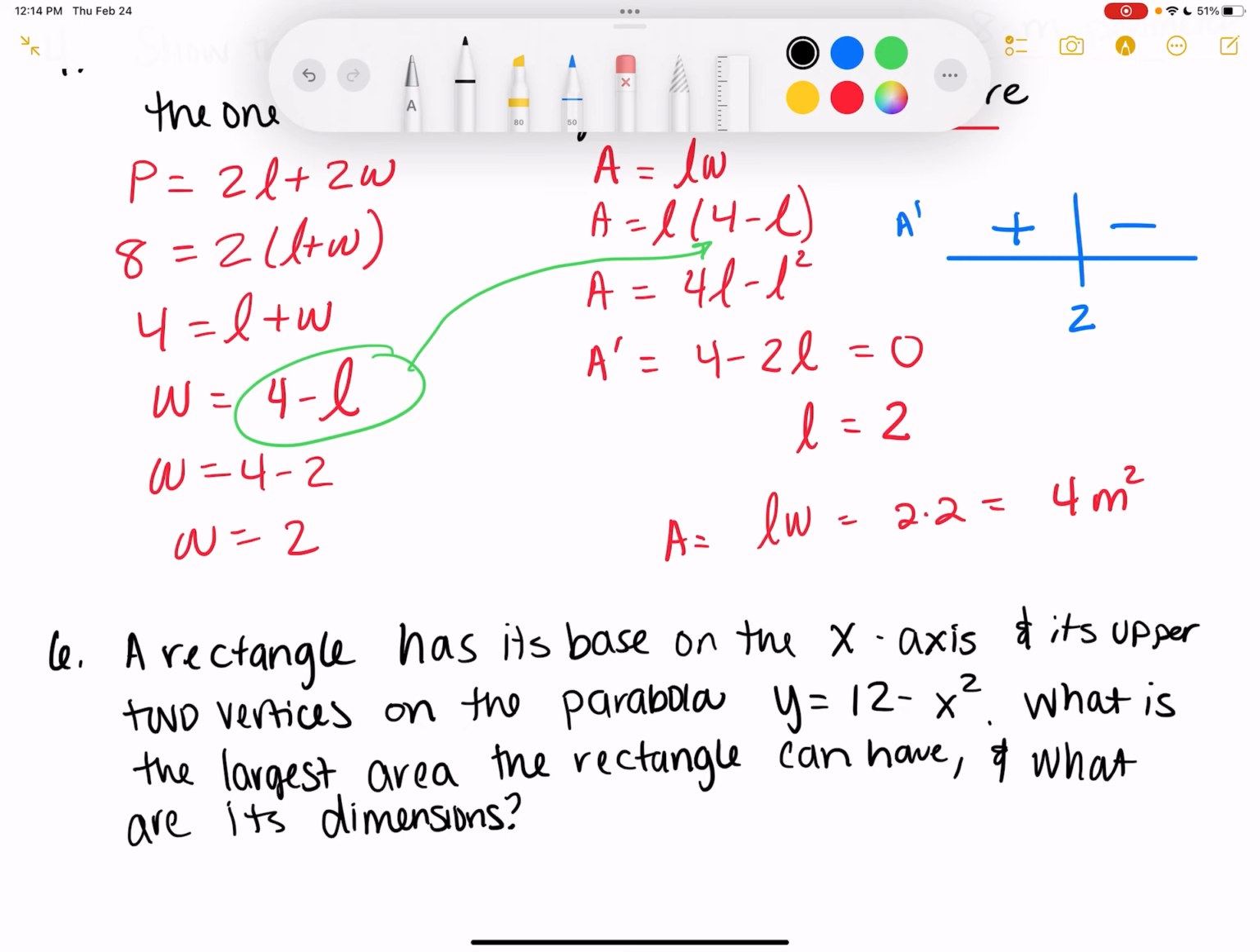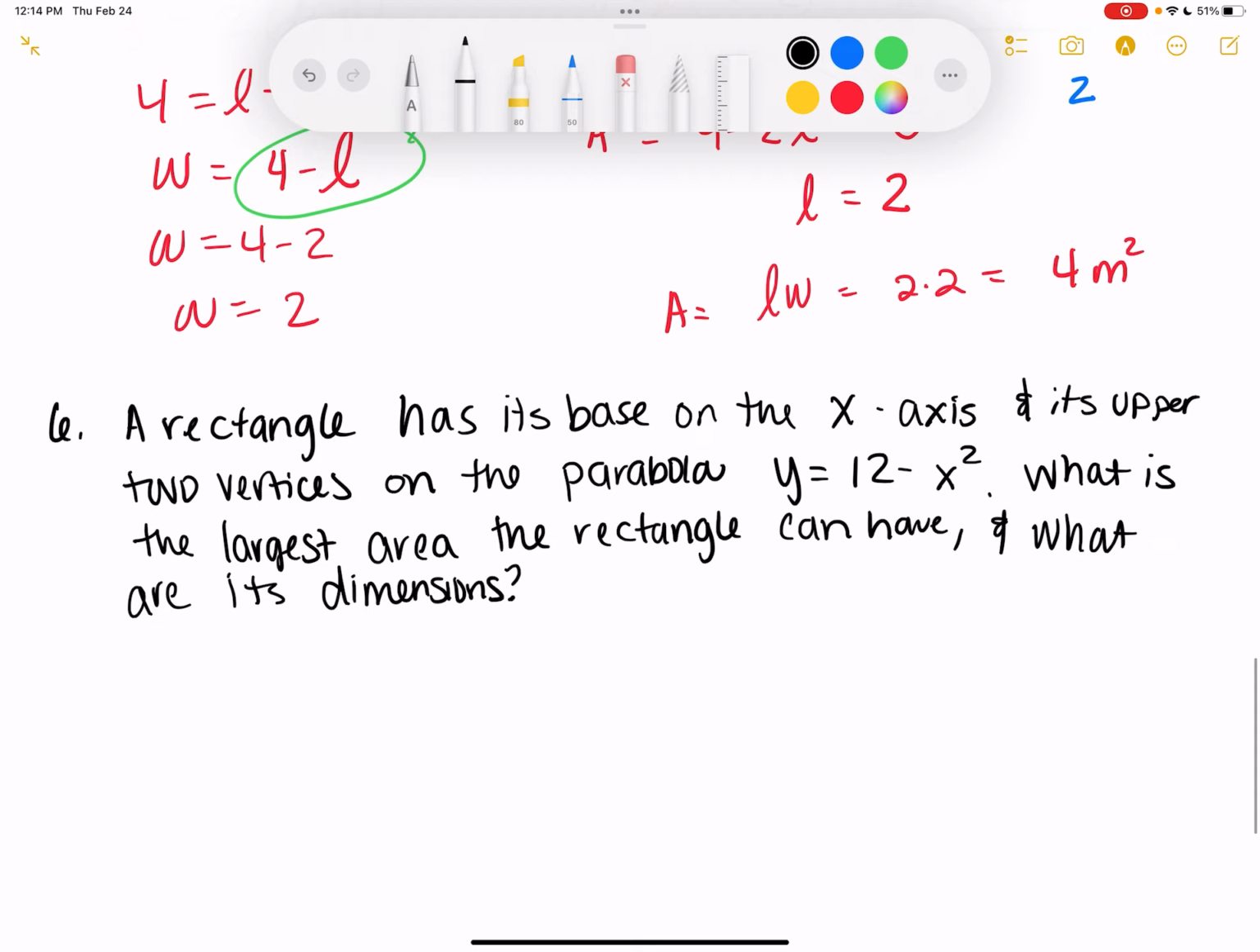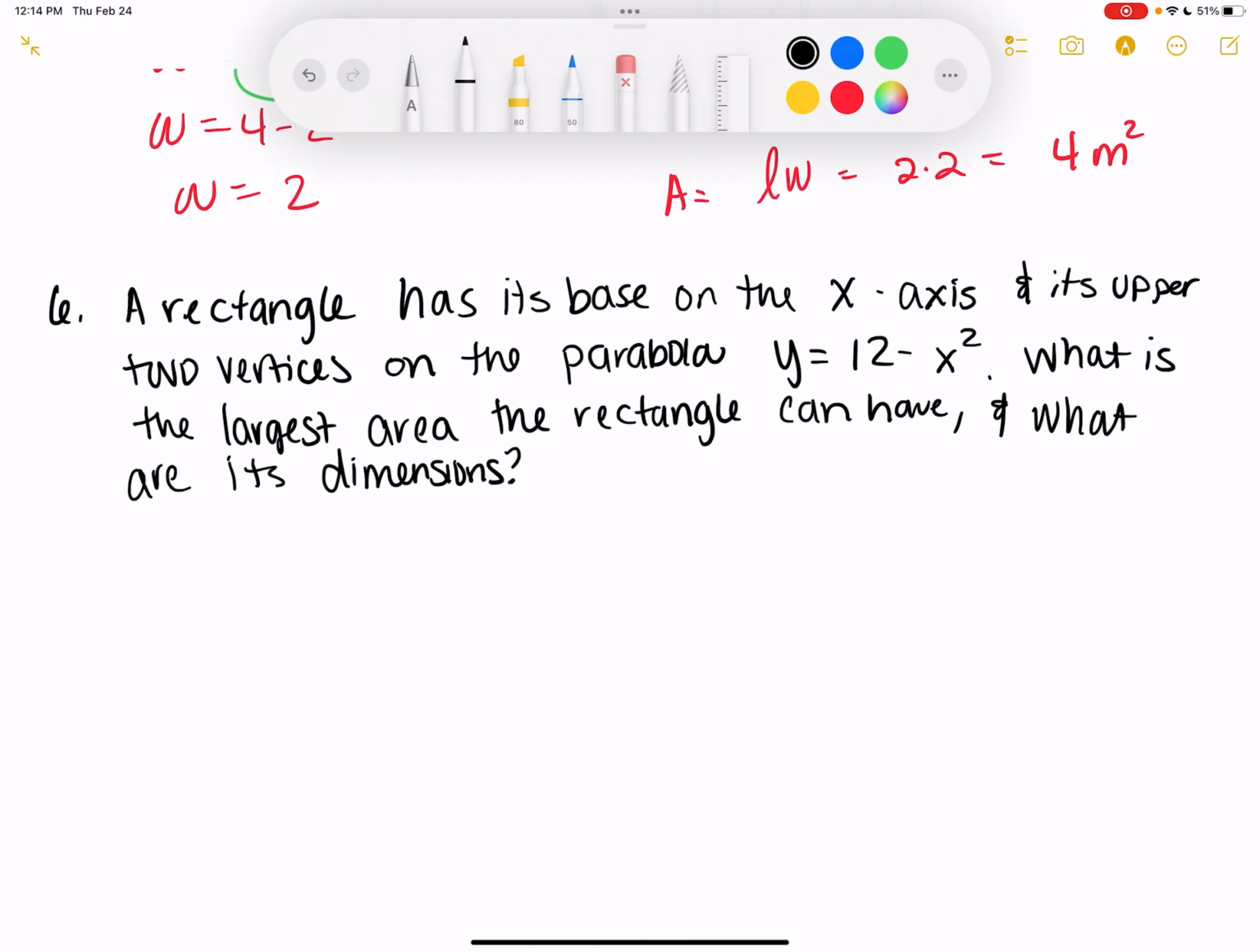Try to get at least the picture set up for this one, and then we may have to actually solve it tomorrow. We can actually talk about it. All right, so this one doesn't give us that much information.